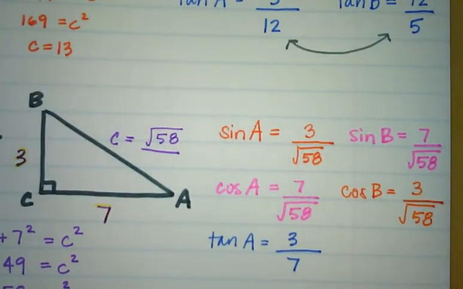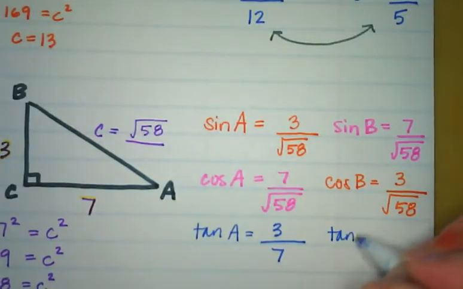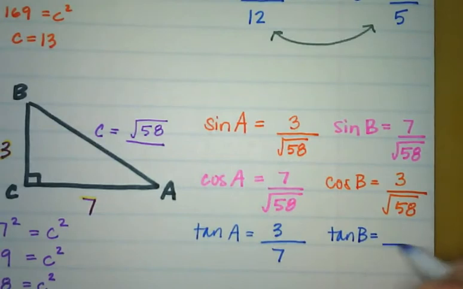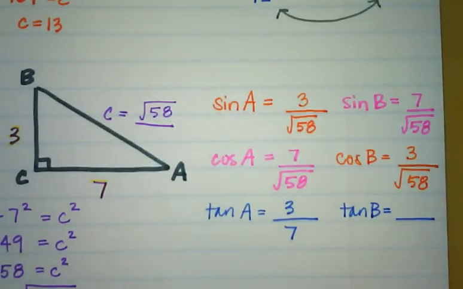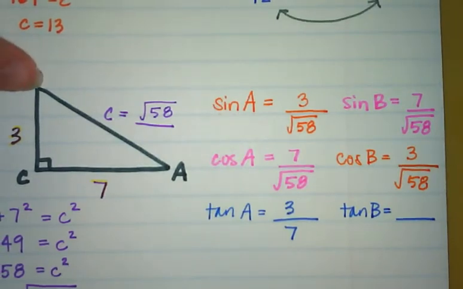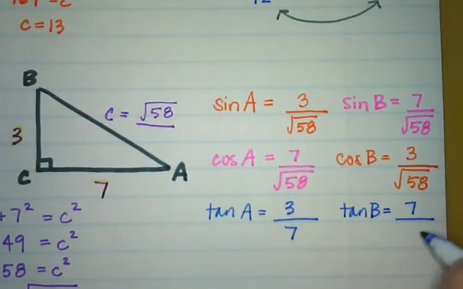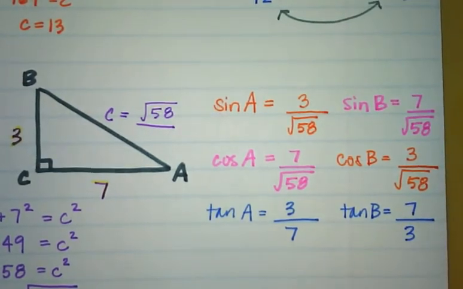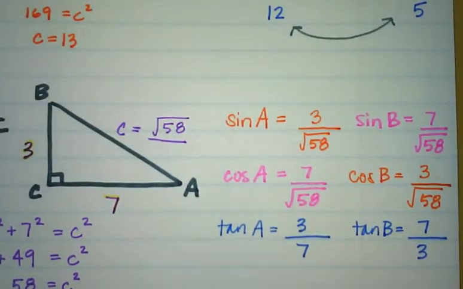And then the last one is the tangent from angle B. From angle B, the tangent is always going to be the opposite side over the adjacent side. So from angle B, 7 is the opposite, and 3 is the adjacent. And I know this is the adjacent side because that one is the hypotenuse.